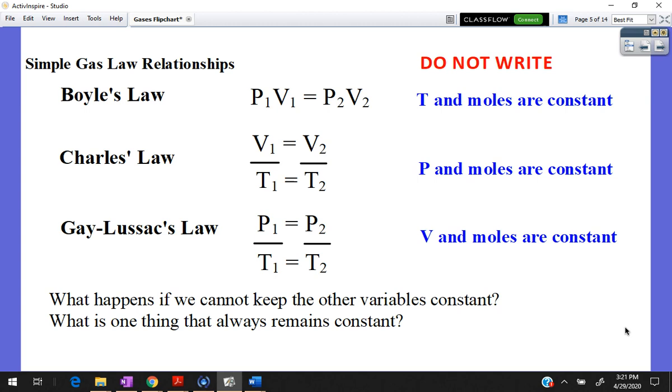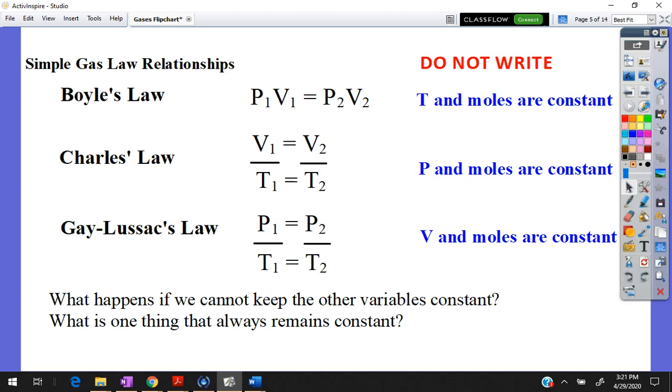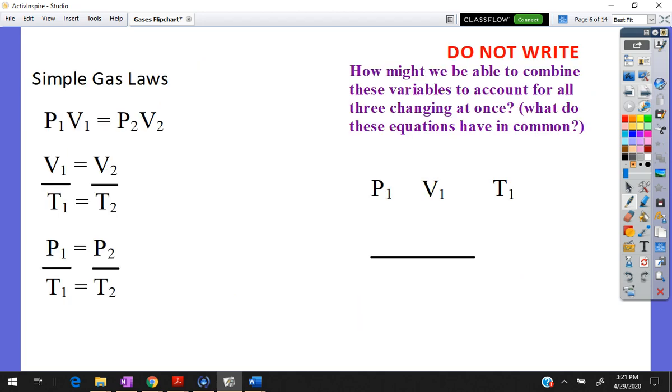You'll notice here that one thing always remained constant with the first three relationships we looked at. The moles of gas, or the amount of gas, stayed the same. We're going to use that idea to try and make one single combined gas law that has the other three variables. This way we can account for changes in all three variables at one time. So what we want to do, we know that moles is constant, so we're going to set our equation equal to n, the number of moles.